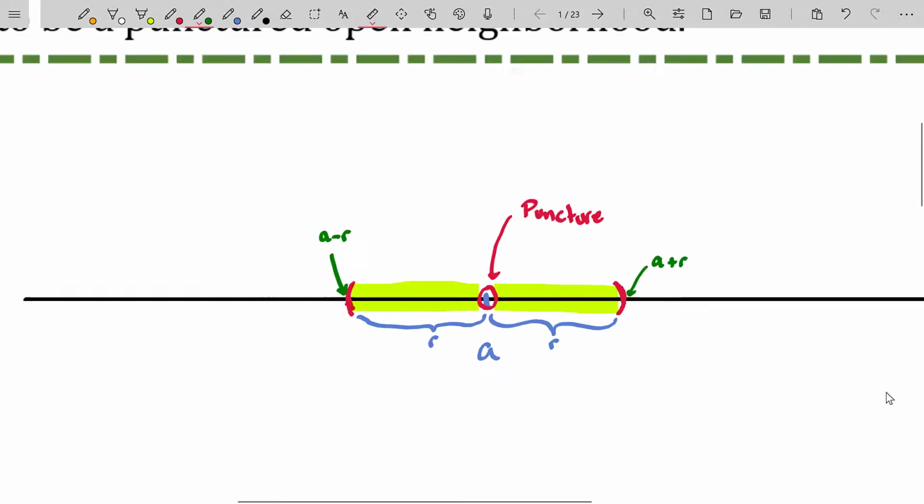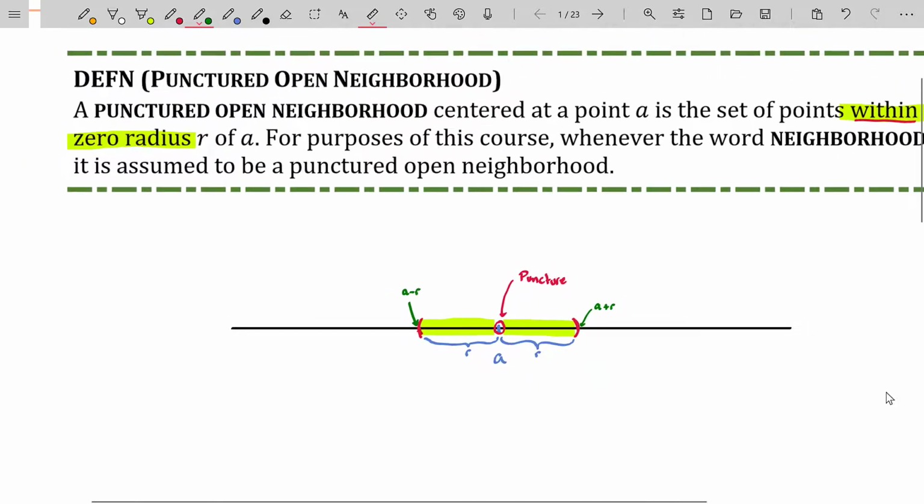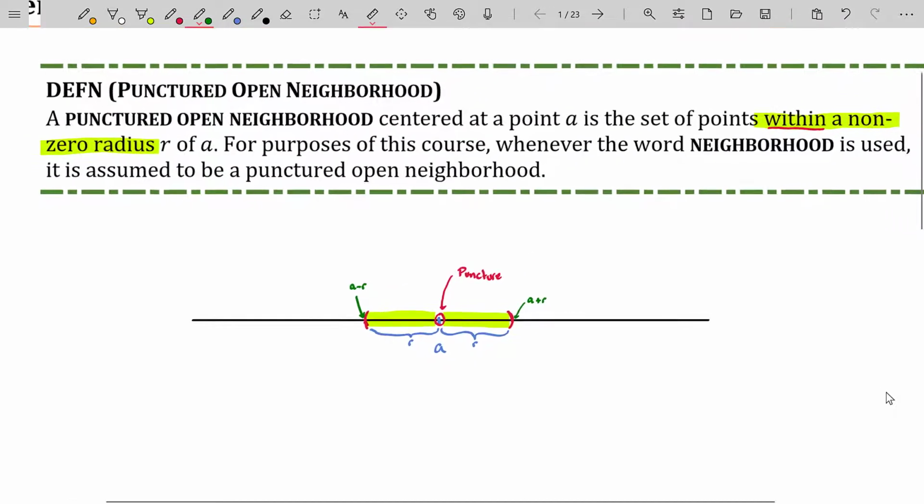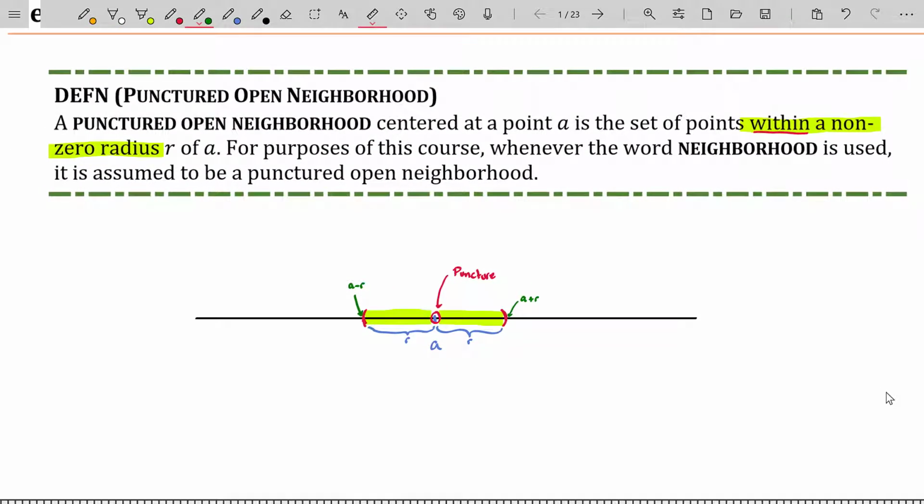Now that we've drawn that out, let's go ahead and finish reading the definition here. In fact, I'll start over from the beginning. A punctured open neighborhood centered at a point A is the set of points within a non-zero radius R of A.